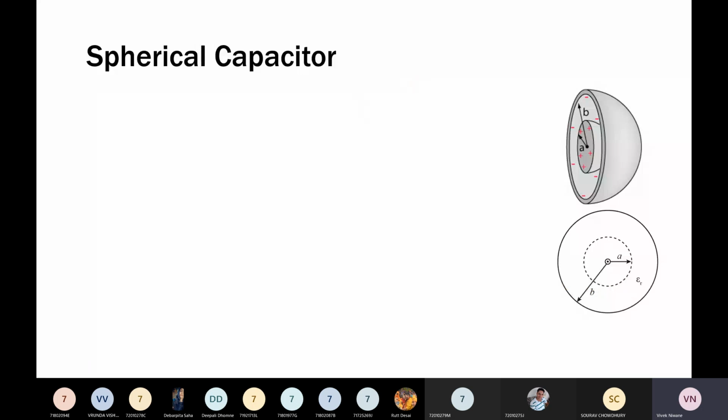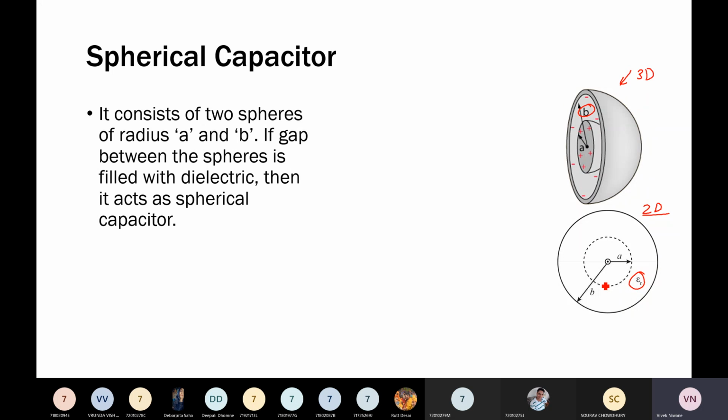Okay, moving on to the next geometry, the spherical capacitor. Some things are observed over here. You have two concentric spheres. The internal sphere has a radius a and the outer sphere has a radius b. This is a three-dimensional geometry, and this is a cross section or 2D view. In between we have a material with relative permittivity epsilon r.